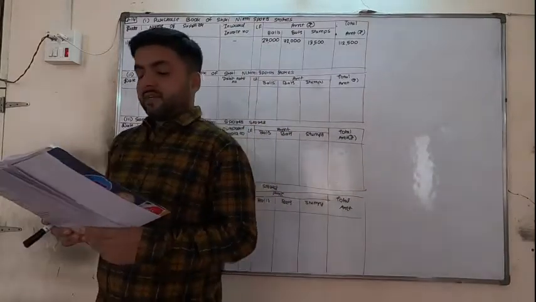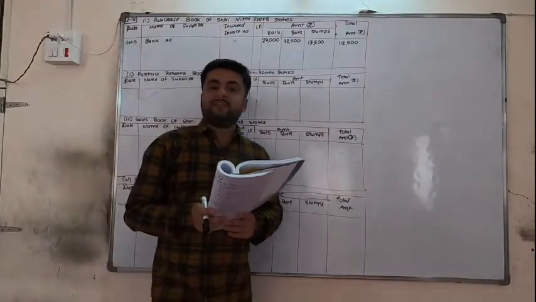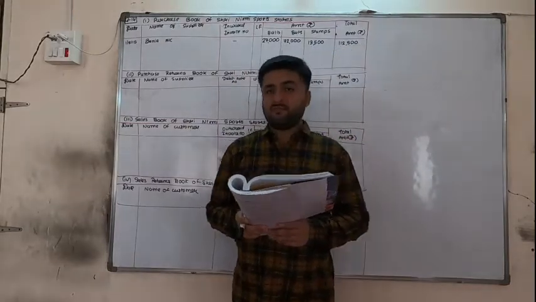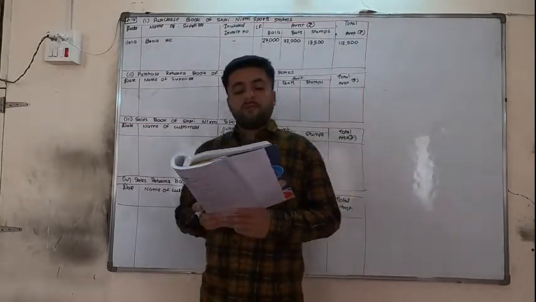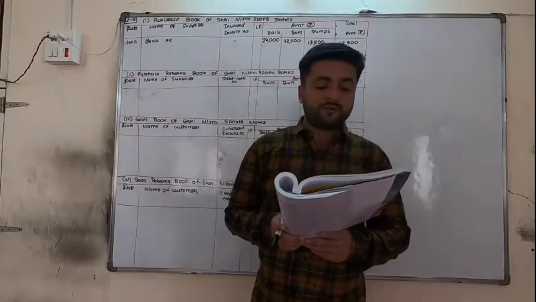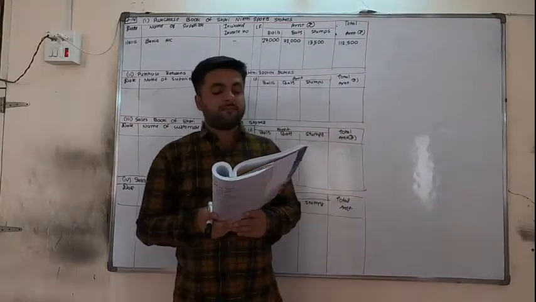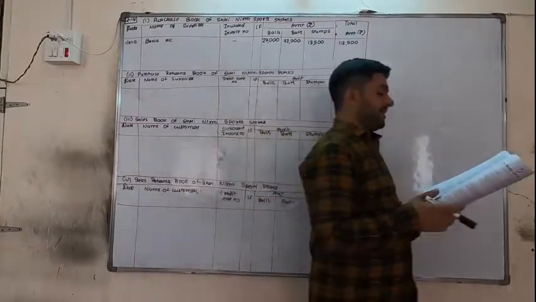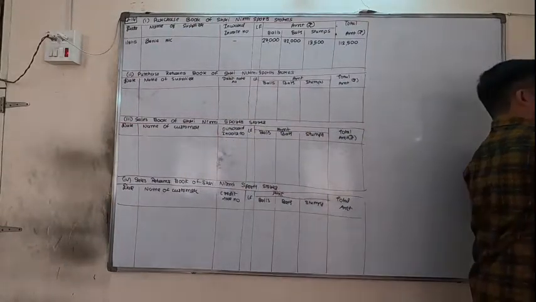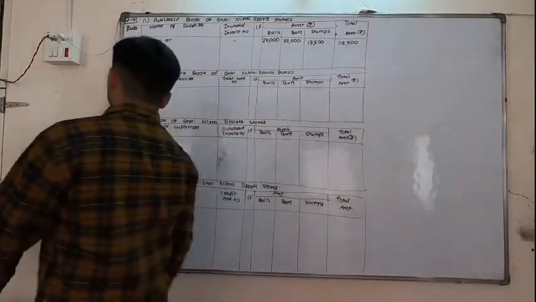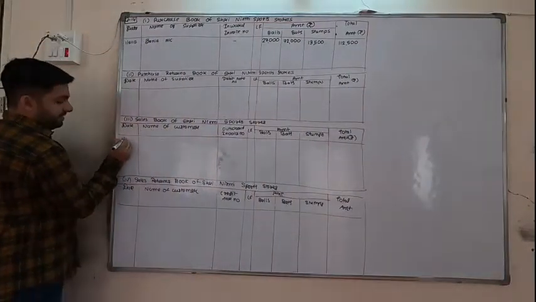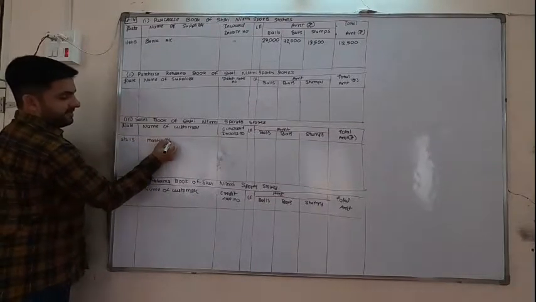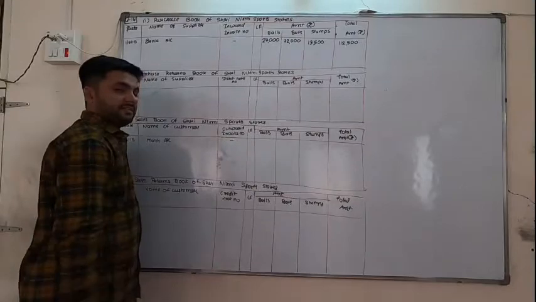On 5th, sold the following goods to Malik at 5% trade discount. We are selling the goods, the amount is not paid, so we will record it in the sales book. Balls 60 at 250 per piece, bats 30 at 1000 per piece, stumps 10 at 500 per pair. Okay, so Malik on 5th May. Malik account, bill number is not given.